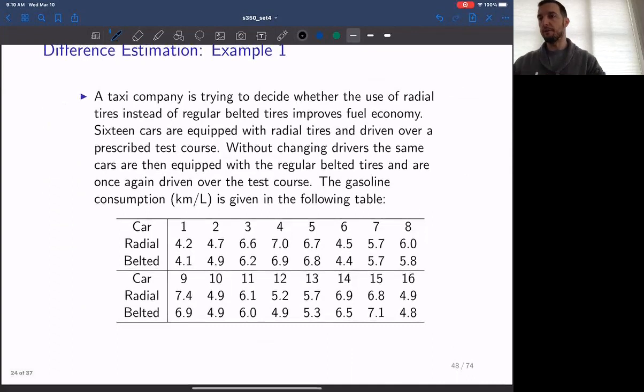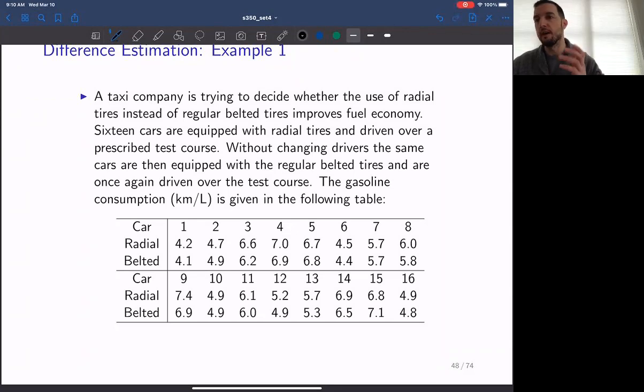Okay, so to illustrate the difference estimation approach, we'll use, if you've seen my lecture slides before, a fairly classic example that I utilize a lot. In this illustration, we have a taxi company trying to decide whether the use of radial tires instead of regular belted tires improves fuel economy. 16 cars are equipped with radial tires and driven over a prescribed test course. Without changing drivers, the same cars are then equipped with the regular belted tires and are once again driven over the test course. The gasoline consumption is given in the table below.